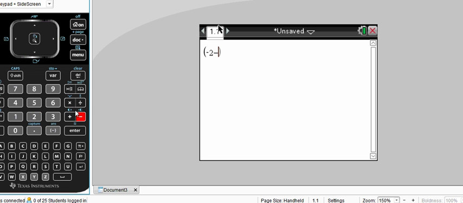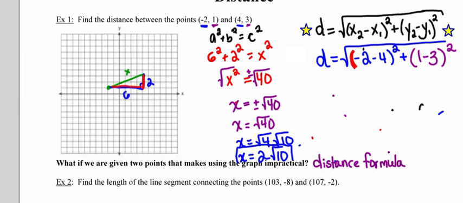So -2 subtract 4, take the quantity and square it, plus 1 subtract 3 in parentheses, take that quantity and also square it. And I end up with, it's probably no surprise, under the radical, the same answer that we ended up with under the radical when we performed this using the Pythagorean Theorem.